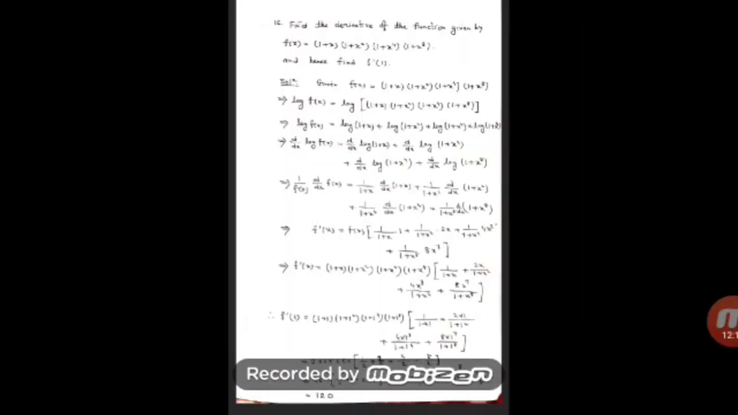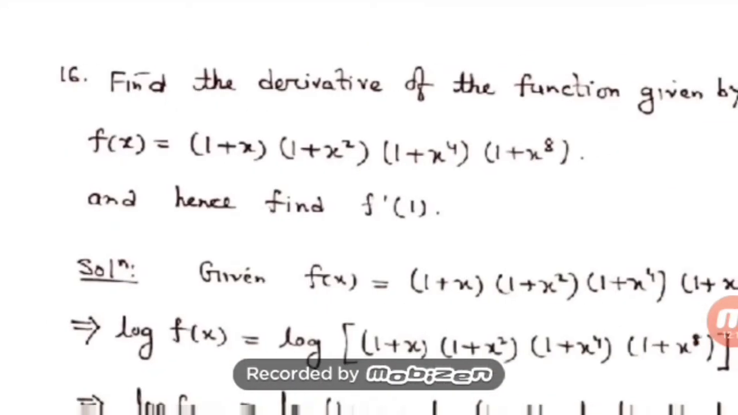Okay, now the next, question number 16. Here the question is given: find the derivative of the function given by f(x) equal to (1 plus x) into (1 plus x squared) into (1 plus x to the power 4) into (1 plus x to the power 8), and hence find the value of f dash 1. You see, the function is given, and our aim is to get the value of f dash 1, that means f dash x at the point x equal to 1.